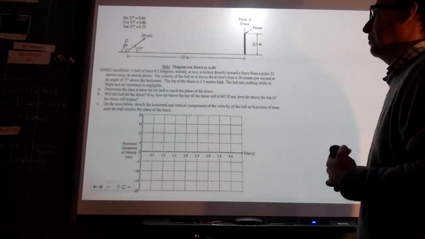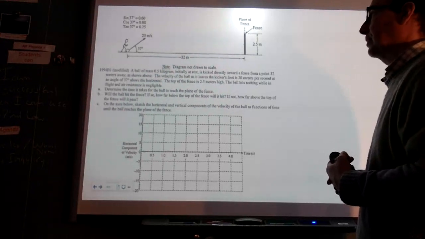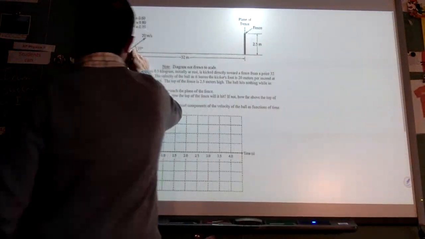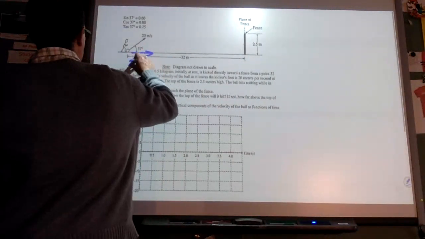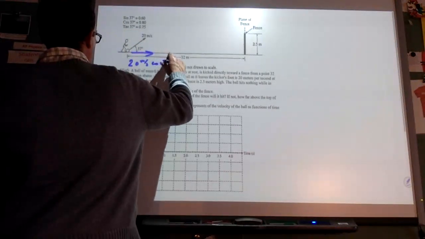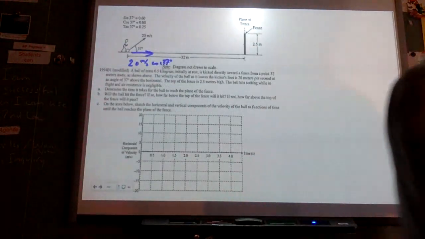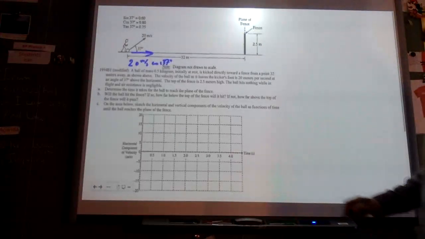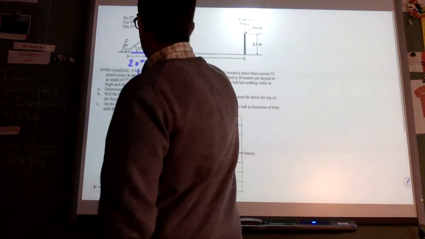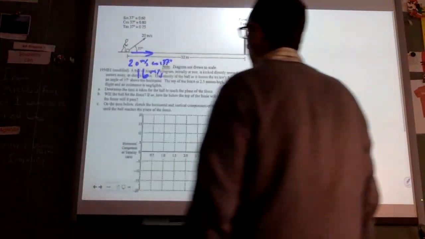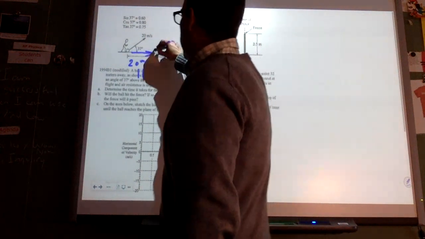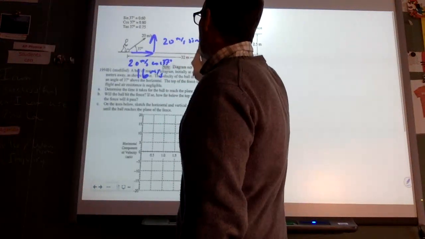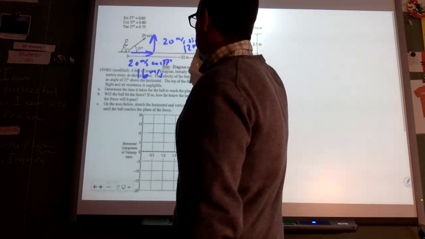All right, so we have the ball that's being kicked, and we want to look at the components. My x component would be this side. So this is going to be 20 cosine of 37, which is 16. My y component is going to be 20 sine of 37, which is 12.